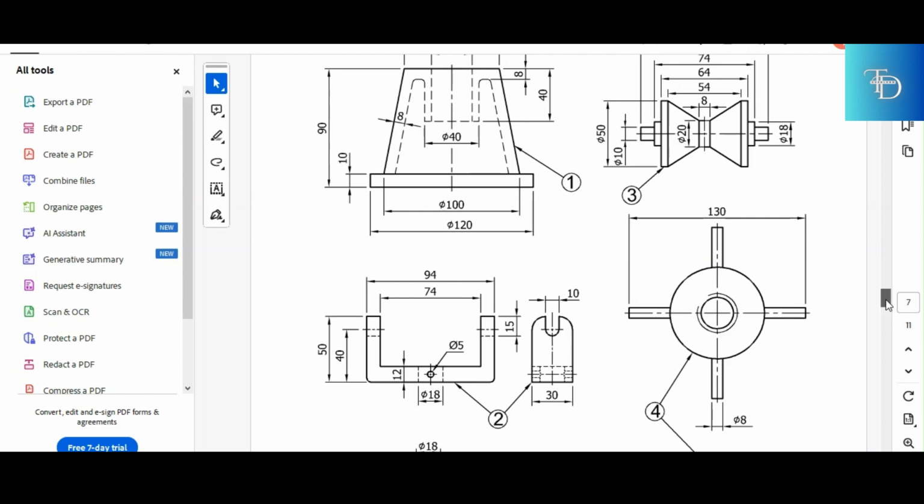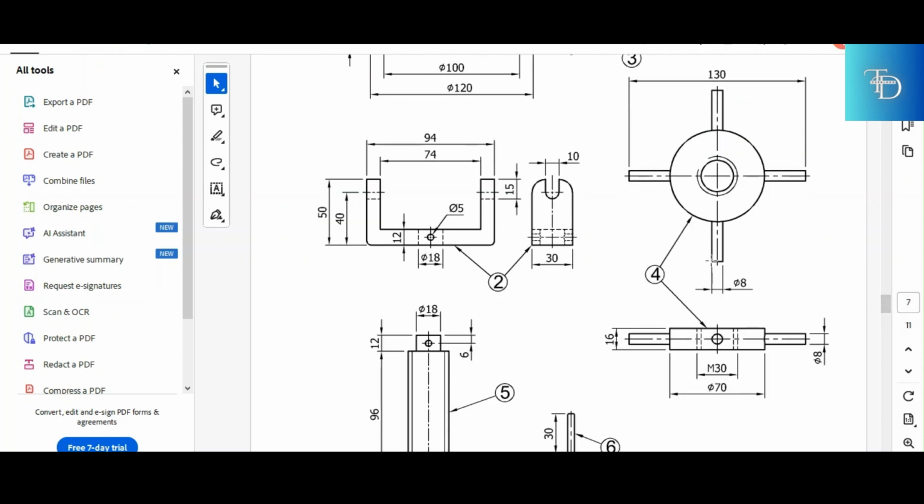Same thing applies on part number 4 right here. Part number 4 has 2 arrows pointing, this part at the top and this part at the bottom. So since this is a third angle, what's at the top is the top view and what's at the bottom is the front view. So this is the front view of part number 4 and this is the top view of part number 4.